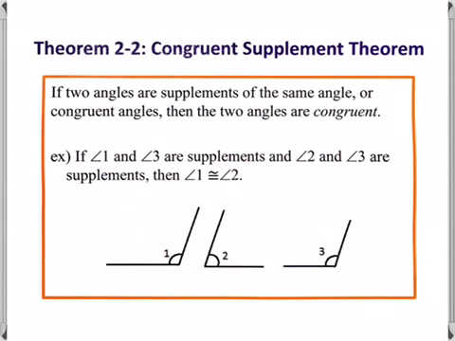Theorem 2.2, congruent supplements theorem. If two angles are supplements of the same angle, so that means if two angles are supplementary to the same angle, or congruent angles, then those two angles must be congruent. So in this case, angle 1 and angle 3, when added to angle 2, both make 180. So that means 1 and 3 must be the same measure because angle 2 is not changing its measure. So if two angles are supplementary to the same angle, then those two angles must be congruent.